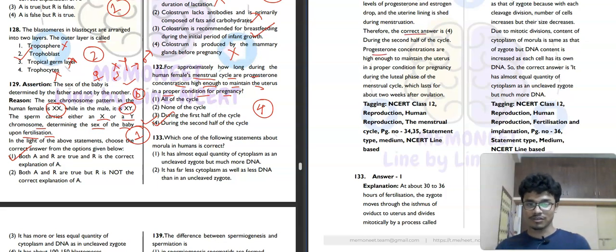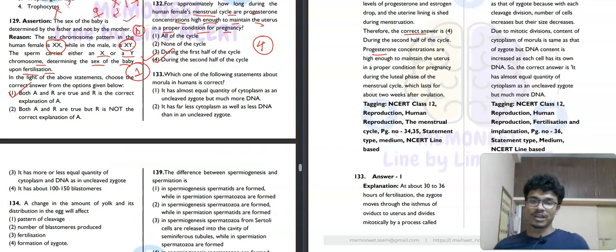Now moving towards the next question, 133. Which of the following statements about morula in human is correct? It has almost equal amount of cytoplasm as uncleaved zygote but much more DNA. So this statement is correct for morula. It has far less cytoplasm, not correct. When it has far less cytoplasm as well as DNA than uncleaved zygote, it is not correct. It has more or less equal quantity of cytoplasm and DNA as in uncleaved zygote, not correct. It has about 100 to 150 blastomeres, also not correct. So the first option will be our correct answer for this question.